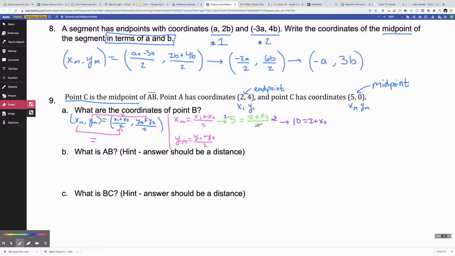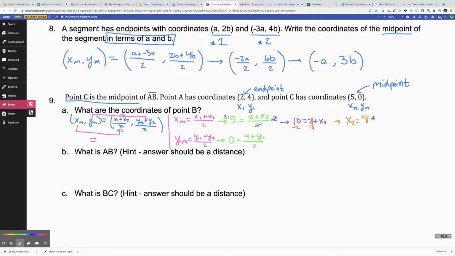And then I need to subtract. Let's change this color actually to that. I'm going to do -2 and -2 on both sides. So I end up with x2 is equal to 8. All right, so that's my x coordinate of point B. All right, and then we're going to do the same thing for y. Okay, so for y, I know that ym is 0. So 0 equals 4 plus y2 divided by 2, right?